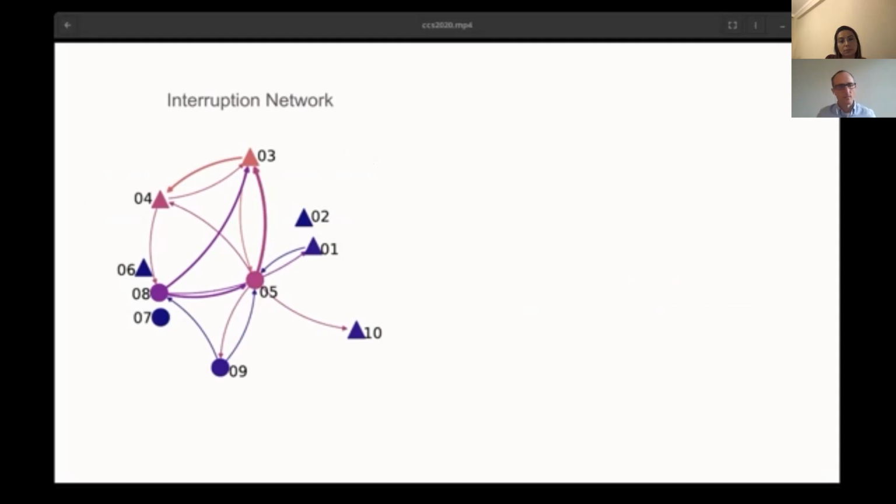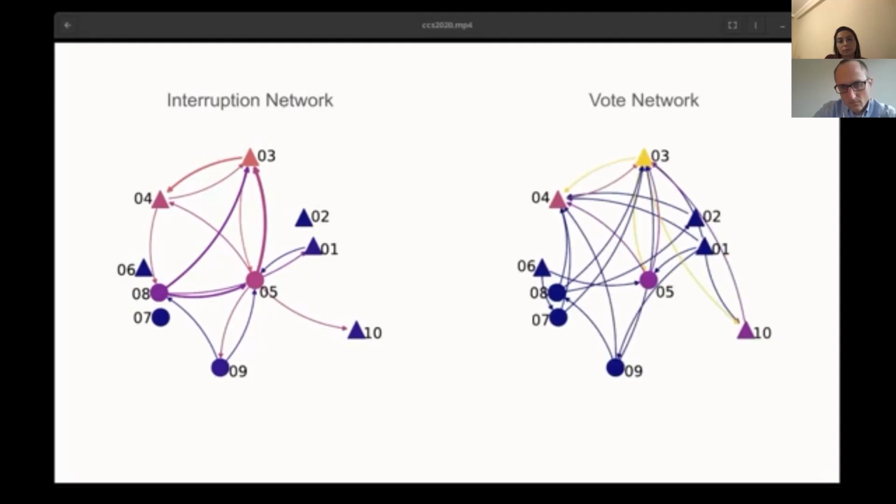So this is what we get from this method. This is an interruption network. The triangles are males, the circles are females. The thickness of the edge is proportionate to the number of times there's an interruption that went in that direction, and the color is proportional to PageRank, blue being low PageRank, and yellow being the highest. So here is a vote network. This is for the same group. These are the votes between individuals with a source and a target.